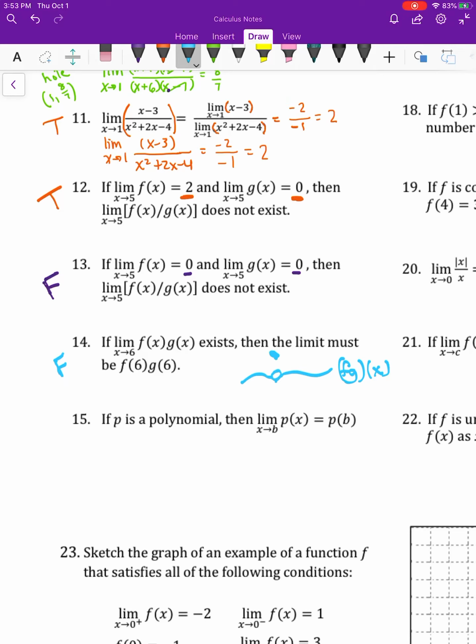Number 15, if p is a polynomial, then the limit as x approaches b of p of x equals p of b. Well, think about what a polynomial is, right? You've got linear, you've got quadratic, you've got cubic, you've got quartic. They're all continuous on their domain. The things that are not continuous on their domain, something like 1 over x, like a rational function, that's not a polynomial. And so, yeah, it's going to have a discontinuity. Piecewise functions could be made up of polynomial functions, but they are not polynomials. So if it is a polynomial, this should be your case. This should be a true statement if that's a polynomial, okay?